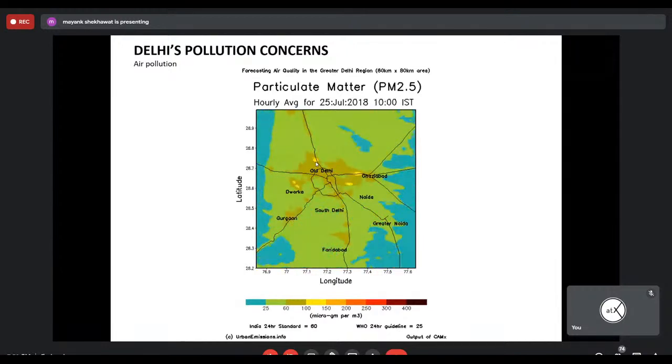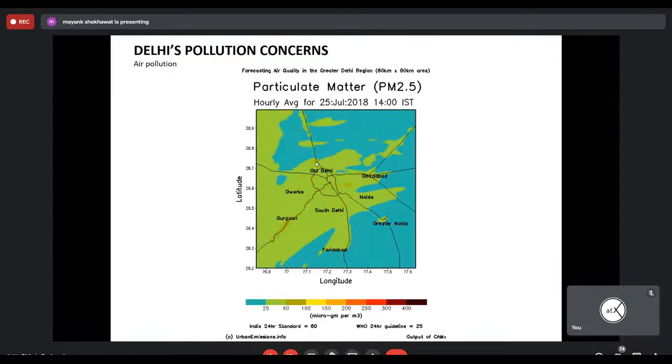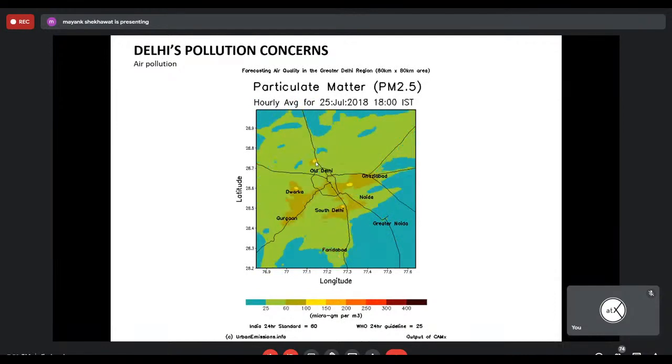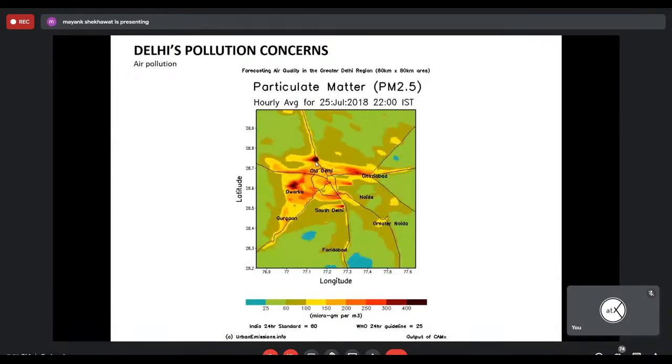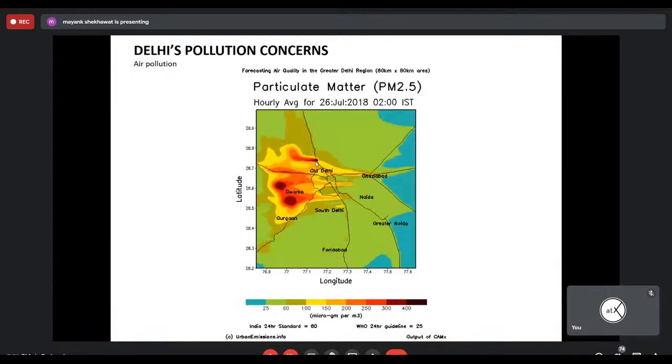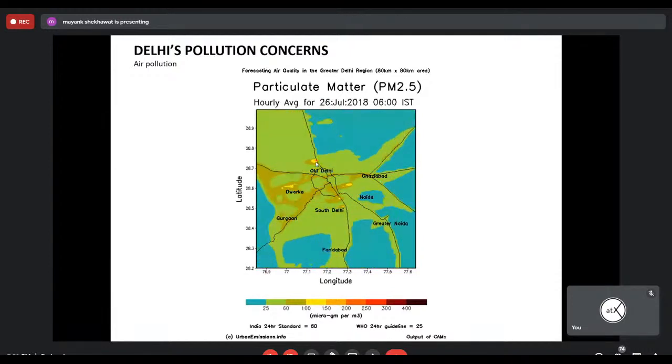Now, this data was from 23rd, 24th, 25th, and 26th of July, 2018. And I know my presentation was supposed to be on the 27th of July. So it was 4 days before my presentation. This was the state of pollution in New Delhi and around the site.